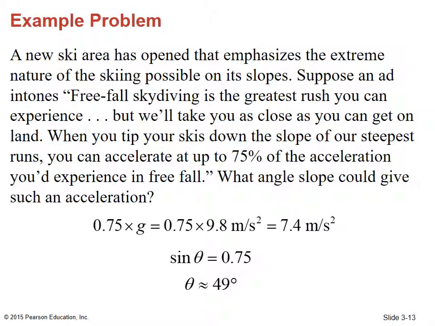The acceleration is 0.75 times 9.8, or 7.4 meters per second squared. This means the downhill component of the acceleration is 7.4 meters per second squared. One can also simply say that the component is 0.75 times g, which means the sine of theta is equal to 0.75, where theta is the angle of the slope above the horizontal. For 0.75, this gives theta as 49 degrees.